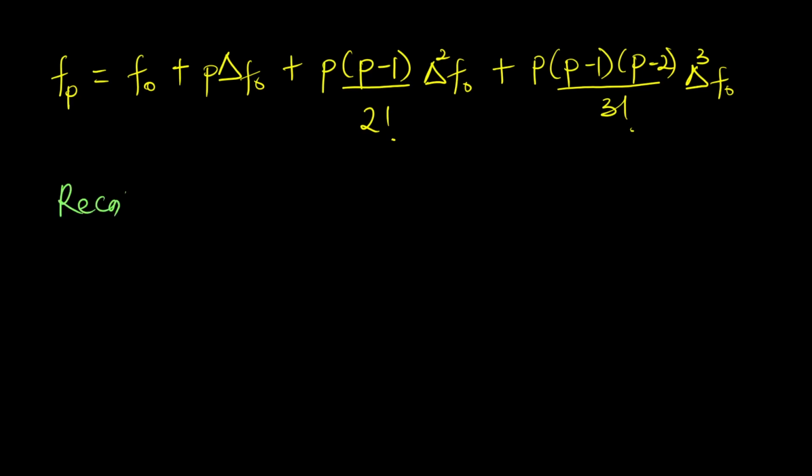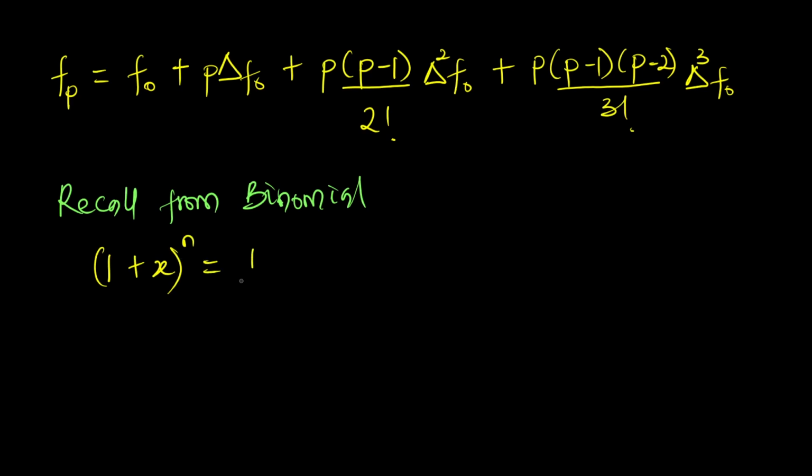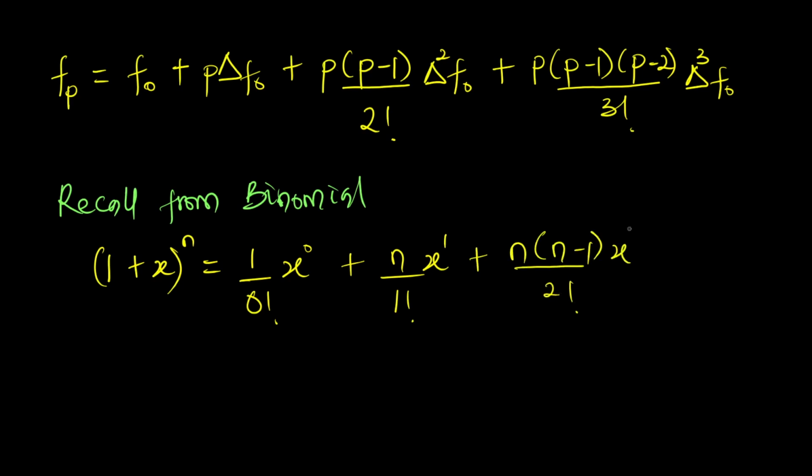Recall from binomial series, we have that 1 plus x raised to the power of n is equal to 1 over 0 factorial x raised to the power of 0, plus n over 1 factorial x raised to the power of 1, plus n into n minus 1 all over 2 factorial x squared, plus n into n minus 1, n minus 2 x cubed all over 3 factorial. But recall that 0 factorial is equal to 1.